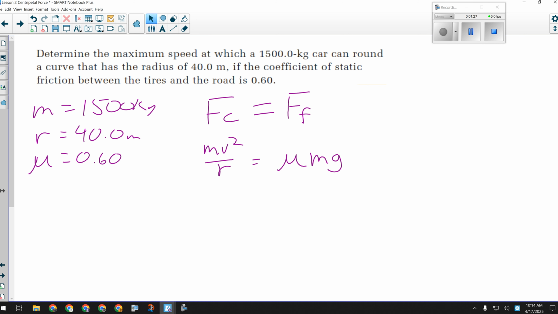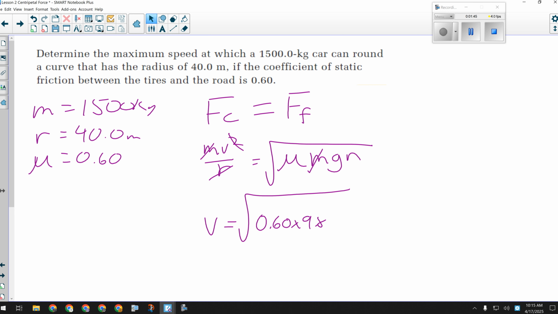All right, so we are trying to solve for v. So we're going to multiply both sides by r. We're going to divide both sides by m. That'll cancel. And then we'll square root in order to get v and not v squared. So v will equal the square root of 0.60 times 9.81 times 40.0 meters.